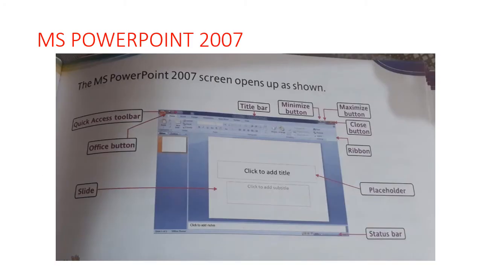To start MS PowerPoint 2007, first of all we have to click on Start button, then on All Programs, then click on Microsoft Office, and after that we have to click on Microsoft Office PowerPoint 2007. When we click on Microsoft Office PowerPoint 2007, we get this type of window. Here we can see a number of screen elements on this window. Let's have a look on the screen elements one by one.